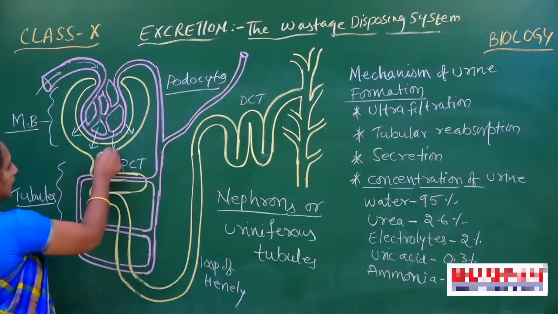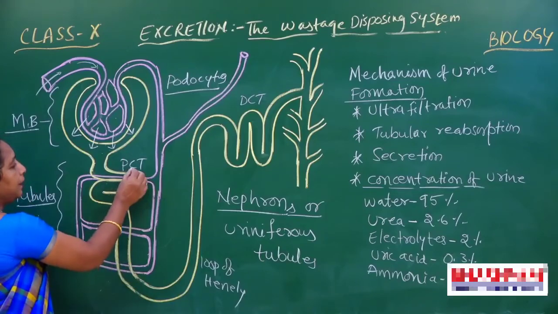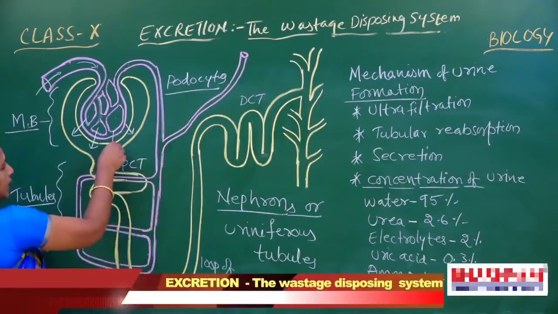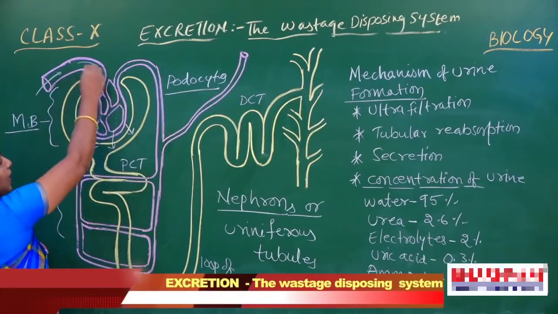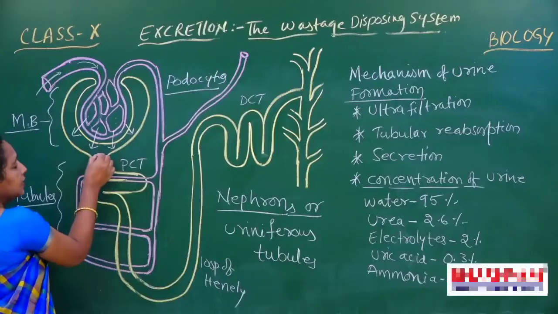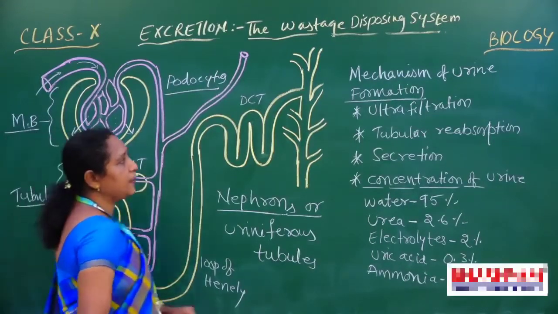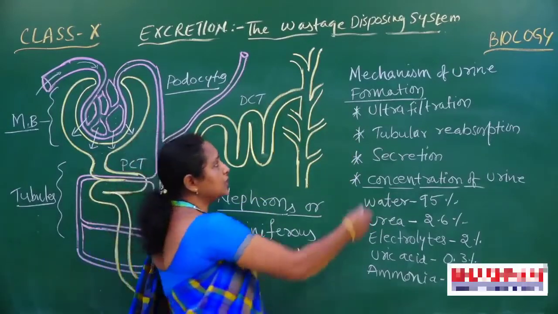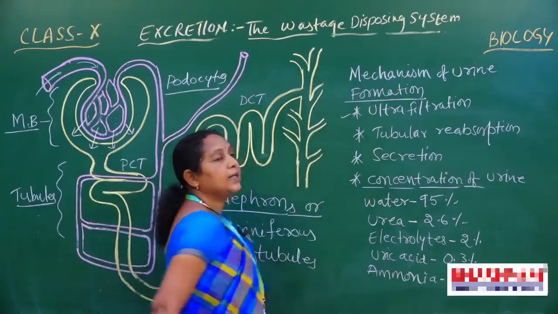Now the filtrate enters the first part of the tubule, that is the PCT. Due to the effective pressure, when the blood is filtered and enters the Bowman's capsule, this was the first step of the mechanism of urine formation. What is the first step of the mechanism of urine formation? That is ultrafiltration.